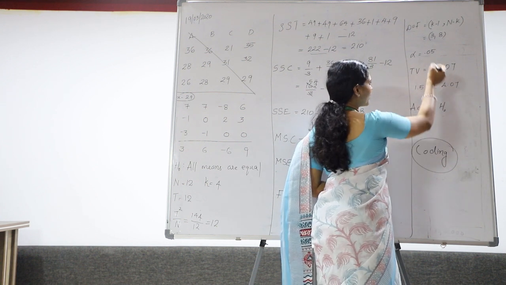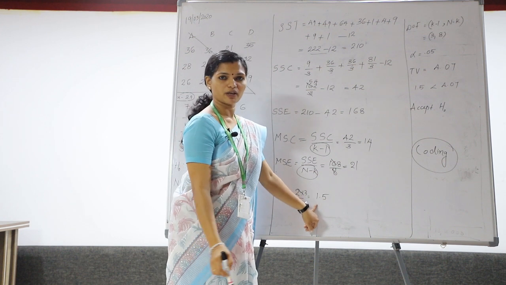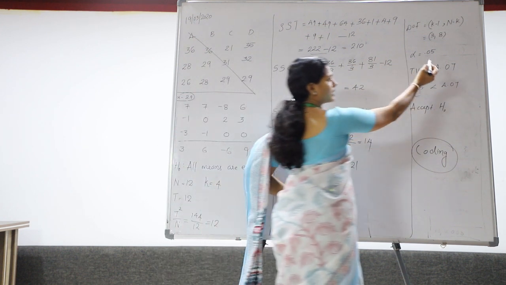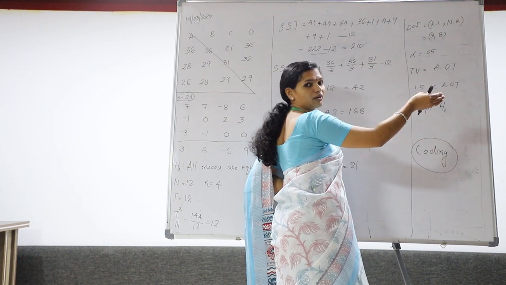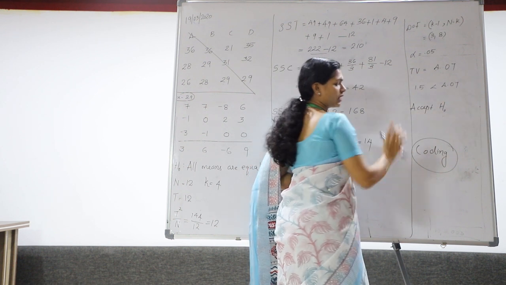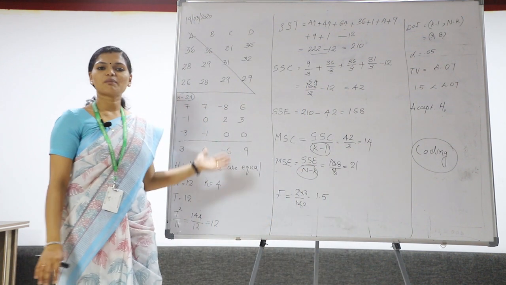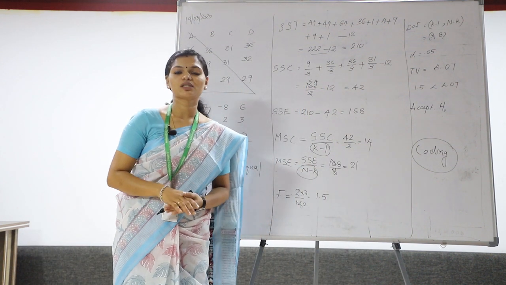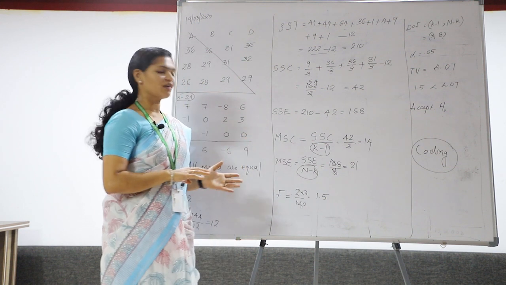Then comparing these two, your computed F value is 1.5 and the table value is 4.07. So the computed value is smaller than the table value. Therefore, we accept H naught. This is our conclusion. So here we got that the means of all samples are equal. That is, our conclusion is all salesmen perform equally. Okay. So here we are done with one-way ANOVA.